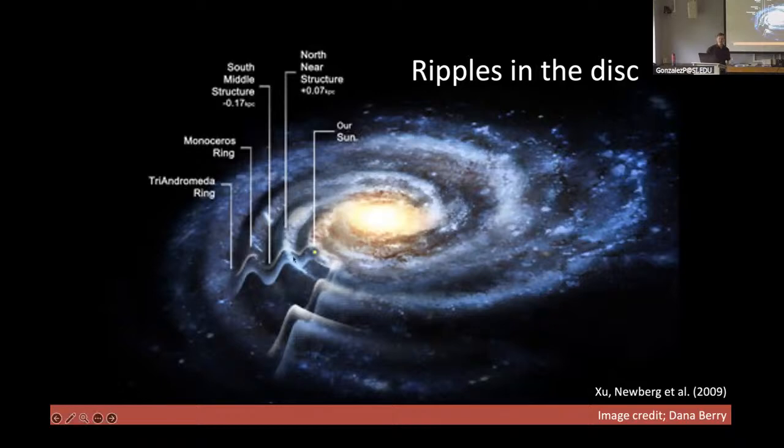But also just to mention here, the artist always had it going up where it's the spiral arms and down in between. That's not true. They don't correlate, but I still like this image for the general impression of these ripples on top of the large-scale S-shaped one.